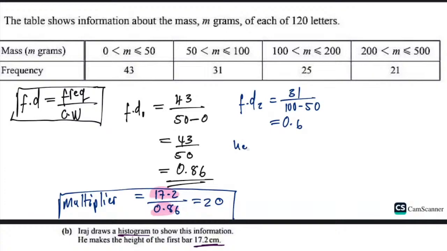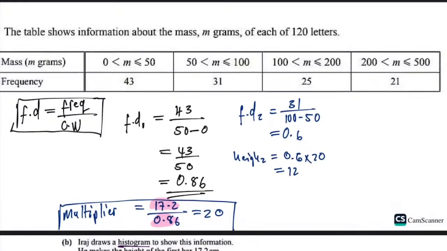Then the height of the second one is going to be 0.6 times 20. We get 12. So the height is going to be 12. This is for the second one. Then we do the third one, and we do the fourth one. Are you watching? Can you see?